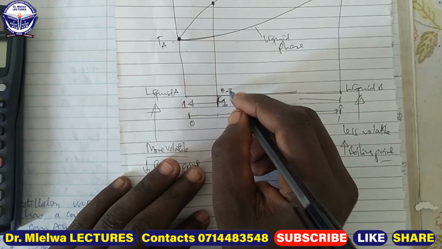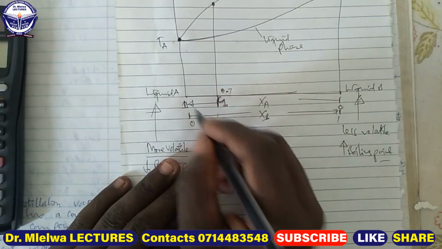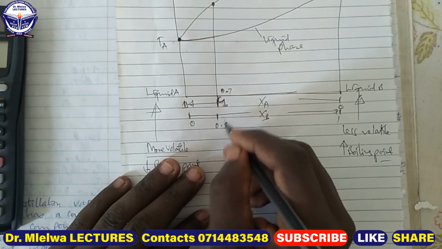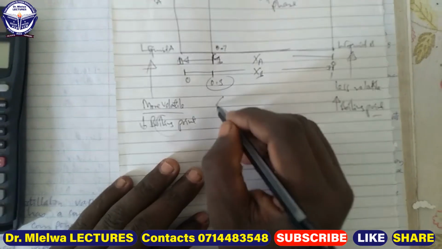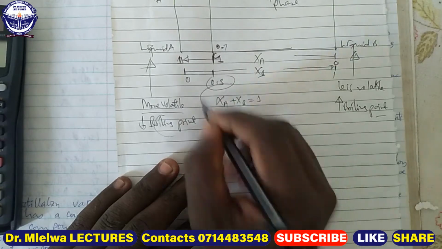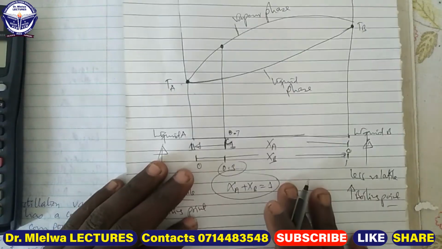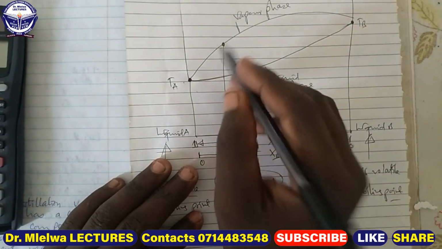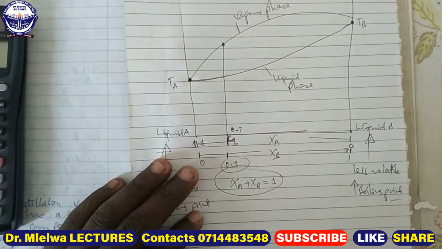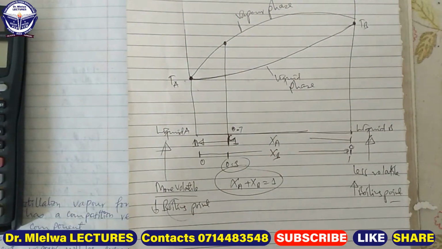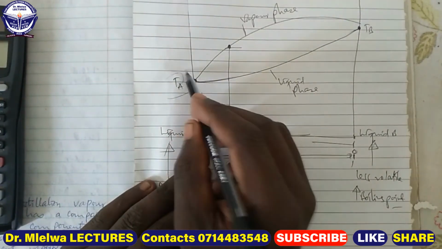So let's assume this concentration of A is 0.7. Because it goes from 0 to 1, if it is 0.7 for A, that means this will be equivalent to 0.3 of B, because the mole fraction of A plus the mole fraction of B must sum to 1. So what is meant here is that the more volatile liquid is the one which will exist in the vapor phase. More volatile means it requires a small amount of temperature to exist as gas. The more volatile liquid is the one which will exist as vapor at a lower temperature.